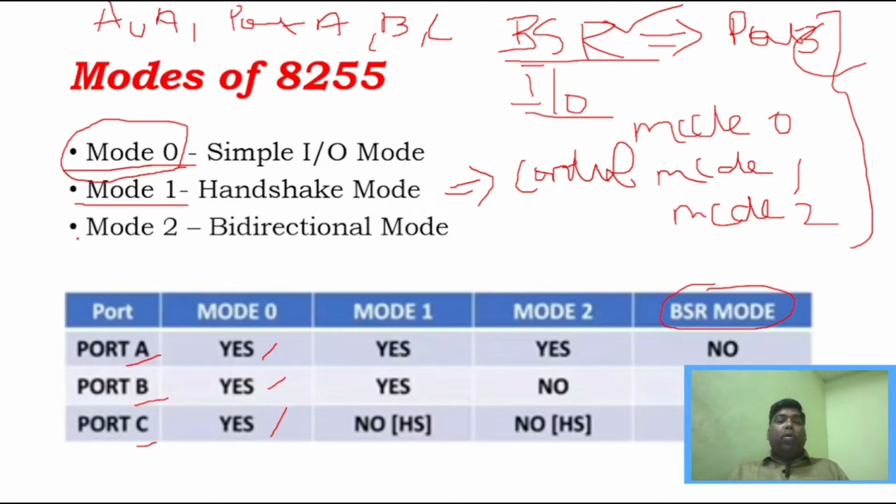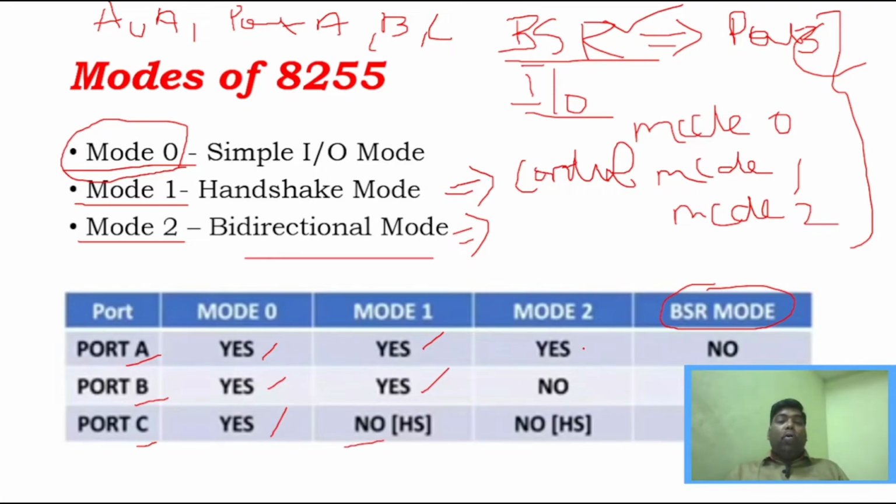And what is the other mode? Mode 2. Mode 2 is called bidirectional mode. It also supports the interfacing capability, but here it is done bidirectionally at the same time, whereas mode 1 is not bidirectional. Even here, there will be a handshake because there is data transfer, that is, interface handling capability. And when it comes to mode 1, it is supported by port A and port B, but port C will not support it, right?